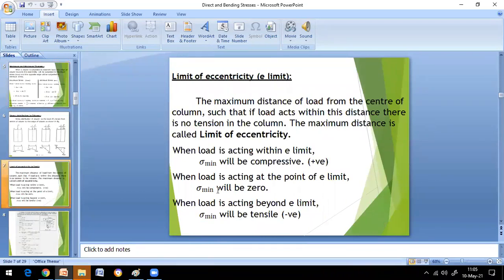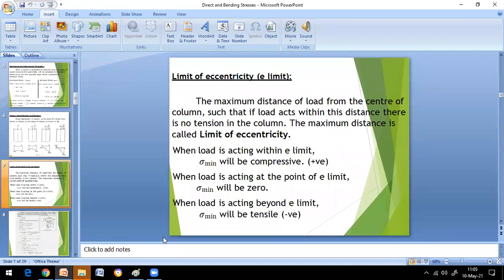Have you all understood what direct and bending stresses are? What is the limit of eccentricity? What are the stress distributions in columns? Everything? Please respond. Yes, sir. Yes, very good.